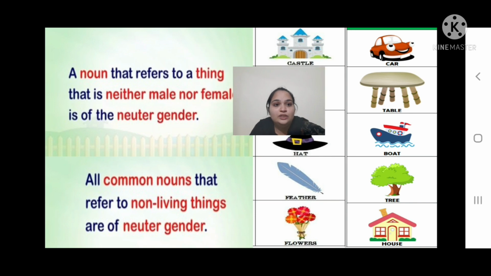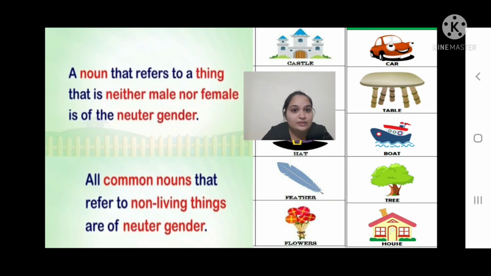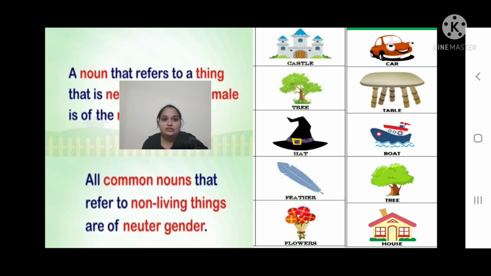So what are neuter genders then? A noun that refers to a thing which is neither male nor female is of neuter gender. And also all the common nouns that refer to non-living things are said to be neuter gender. For example, castle, car, tree, table, hat, boat, feather, flowers, home. So these are all a few examples which are of neuter gender.